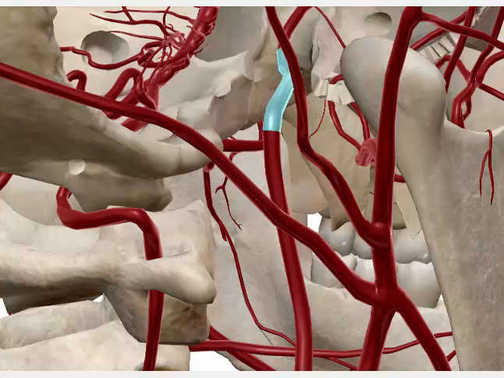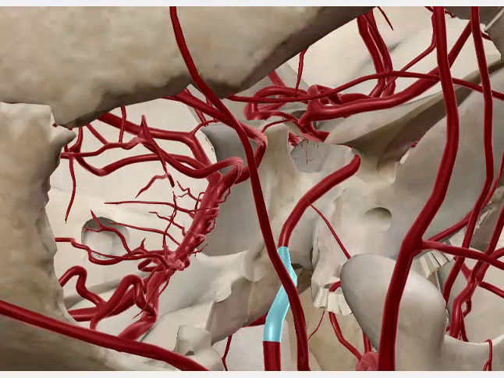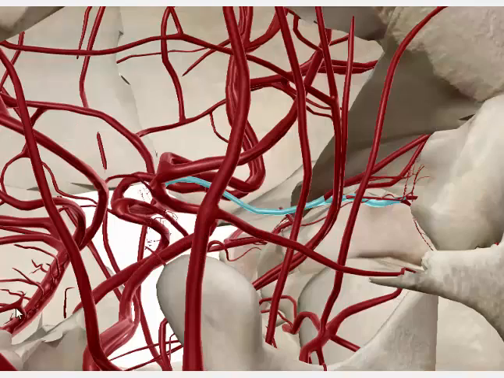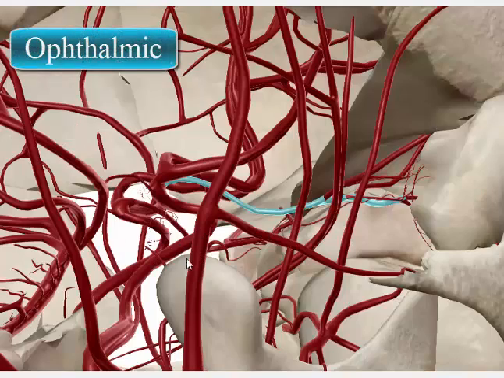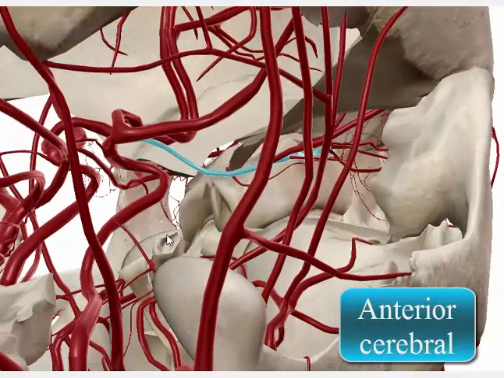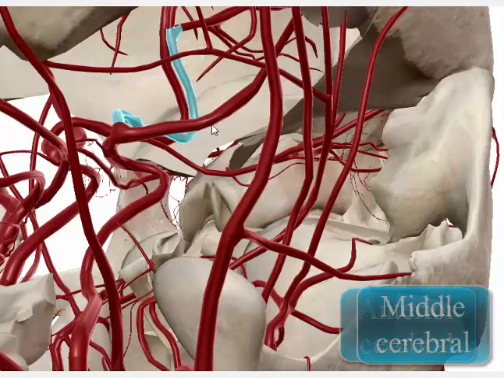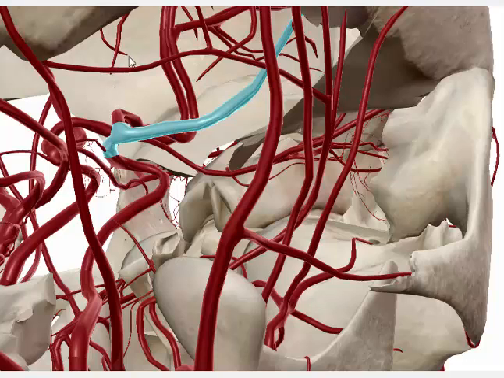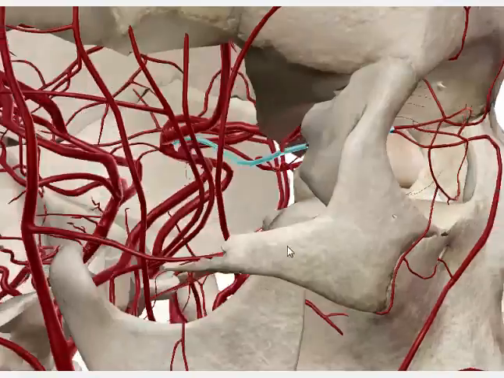It enters the cranial cavity by the carotid canal of the pyramid of the temporal bone and branches out. The ophthalmic artery appears here, anterior cerebral artery, here it is, and the middle cerebral artery. Cerebral arteries give a lot of branches to supply the anterior 2/3 of the brain. We are not going to discuss them in this section.